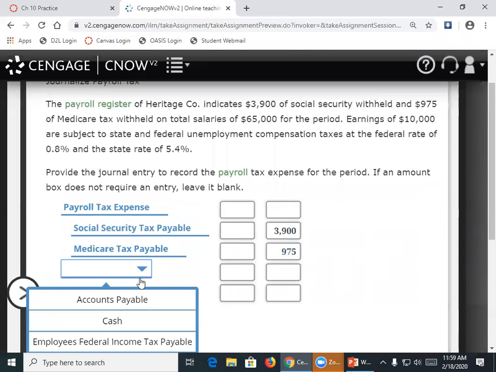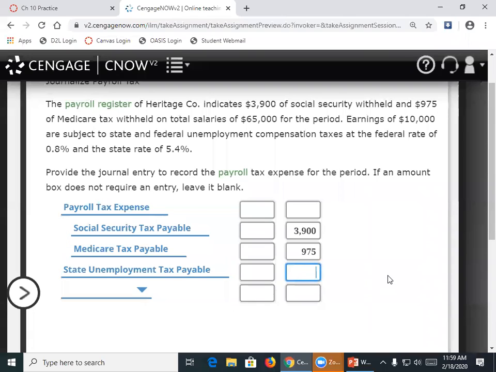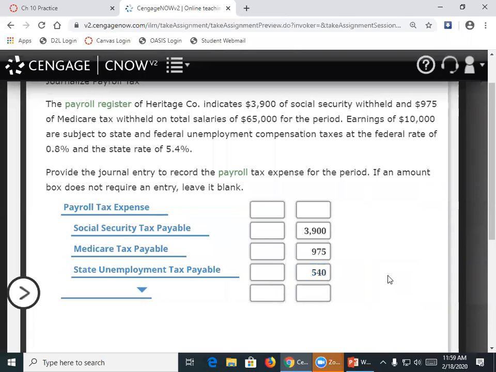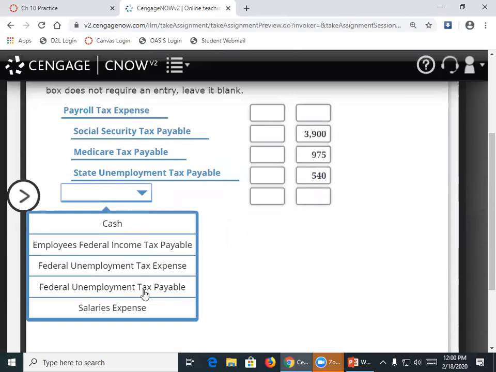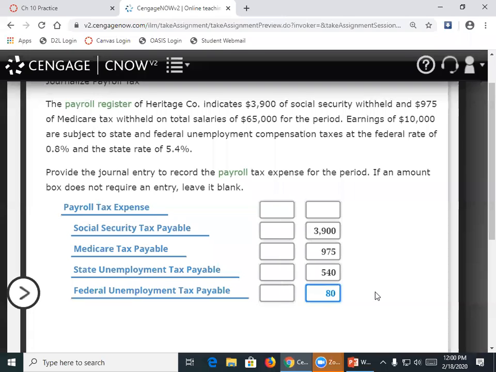Then I need to do my unemployment. So I have state unemployment tax payable. How much is the state unemployment tax payable? 5.4% times 10,000. Very good. They told us that 10,000 of our earnings are subject to unemployment. So we take 10,000 times 5.4%. So $540. And then we have our federal unemployment, which is still based on that 10,000 at a rate of 0.8%. So it's just $80.